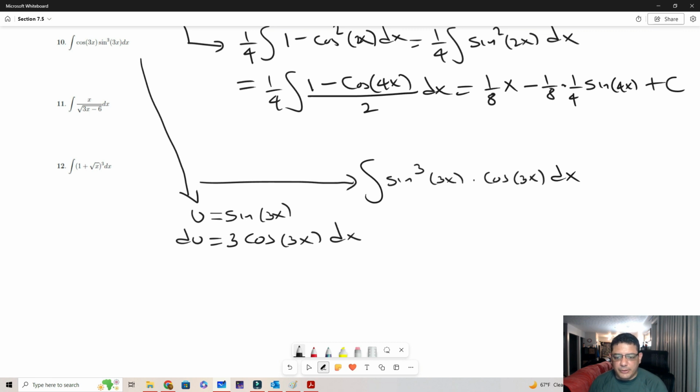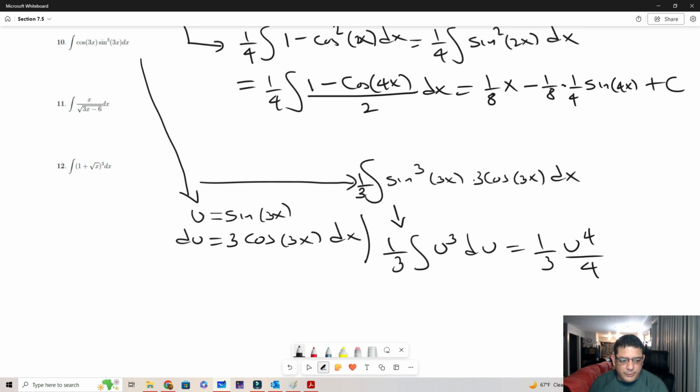I just flipped around the order, and because I need a 3 here to have a du, then I can put the 3 here, and I'm going to put a 1 over 3 here. Now this is going to be equal to 1/3 u to the 3 du, and so this is just 1/3 u to the 4 over 4 plus c. And getting back to the original variable, this is 1/3 of sine of 3x to the power 4 divided by 4.